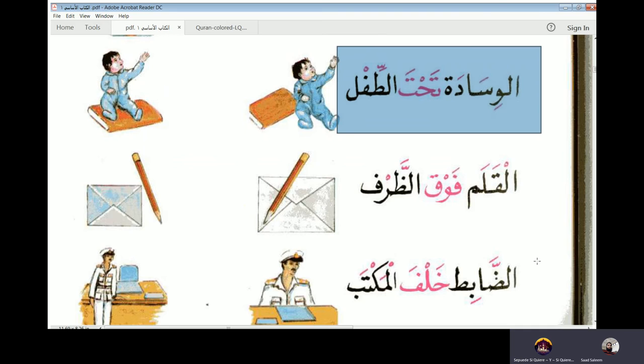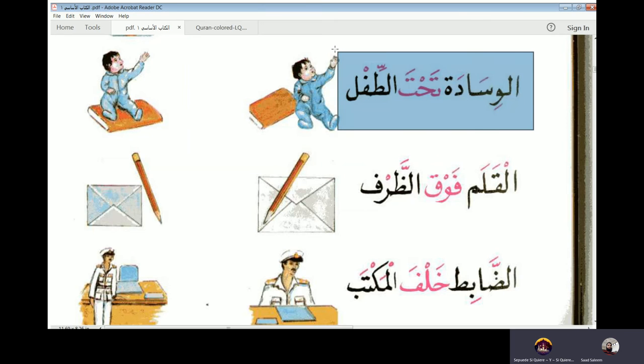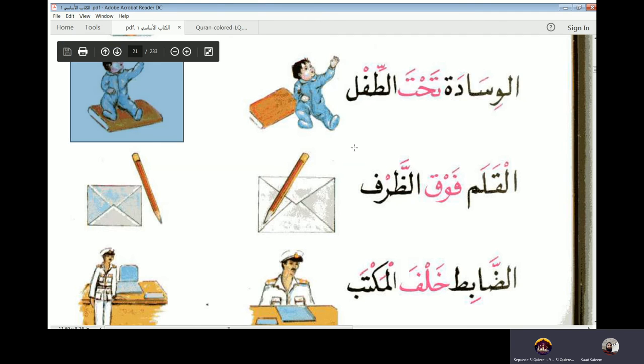Al-Wisadatu tahta, wait a minute. Tifli. Yes. Okay. The baby? The pillow. Al-wisada, the pillow. The pillow is under the baby. Yes. On the left. Second picture.